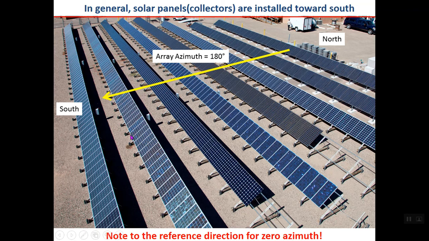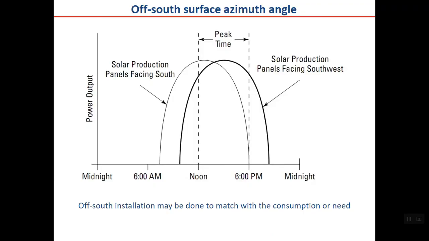Just one important point here is that it is shown that solar azimuth is 180, while I told you that when the surfaces are towards south, you should take it as 0. As I wrote here, note the reference direction for 0 azimuth, because in some references or books north is taken as 0, then south will be 180. But in this book, or in our course, we will take south as 0. So if the panels are towards south, then the surface azimuth will be 0. Actually, there is no difference, but you should take care of it.